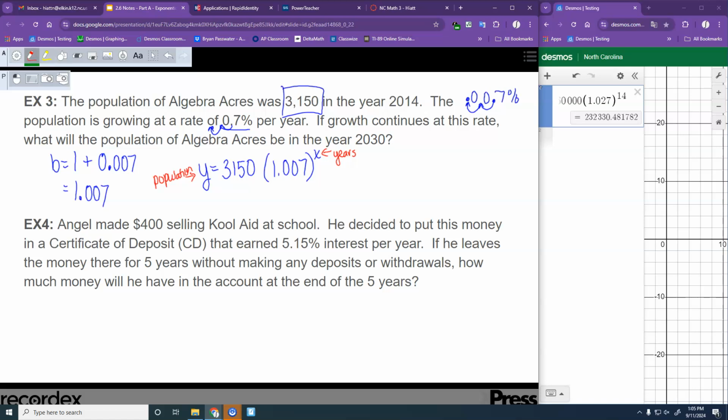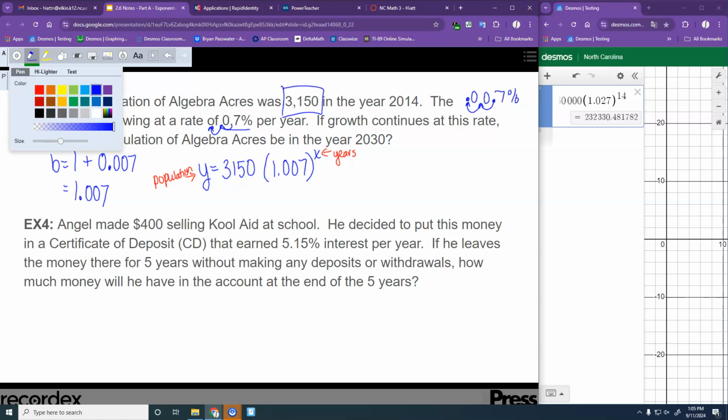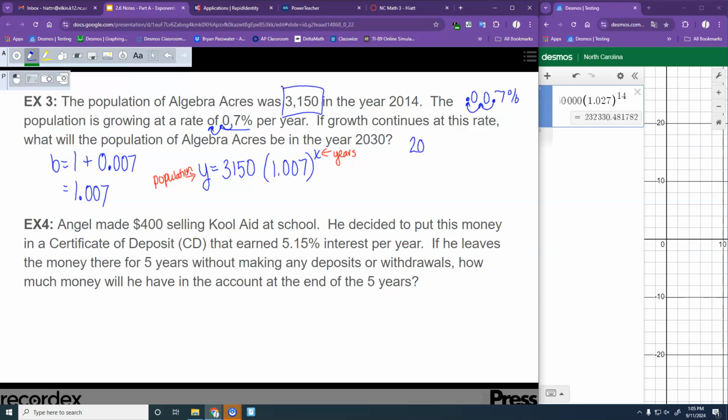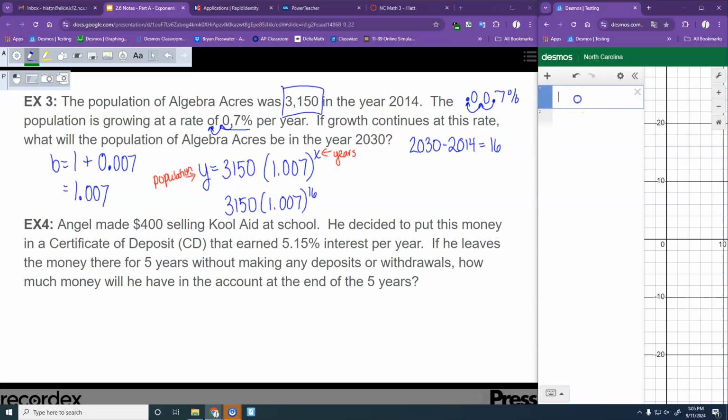So if I want to know the population in 2030. This is similar to the last problem. 2030, I have to subtract 2014, which was the first year that we had data here for Algebra Acres, and that is going to give me 16. So I want to do 3,150 times 1.007 to the 16th power. And we're just going to skip over here to Desmos and type that in.